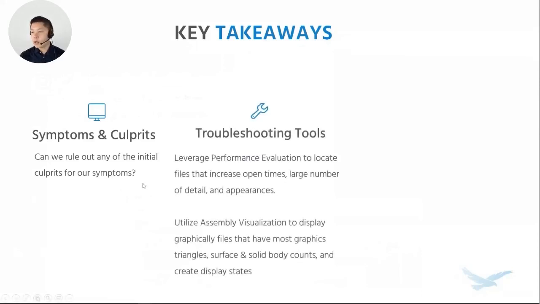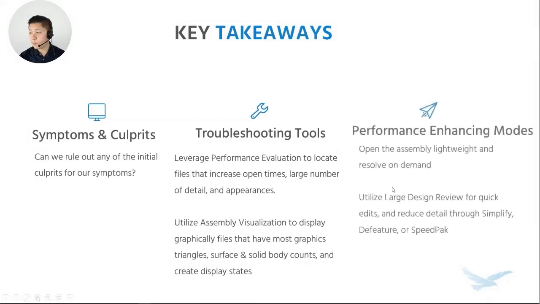Troubleshooting tools, those two. We talked about performance evaluation. So we can locate, again, investigate, and find out what has large open times, large number of details and appearances, right? Utilize assembly visualization to display graphically which have the most graphics triangles, surface and solid body counts, rebuild times, or performance analysis, and then utilize that to create display states.